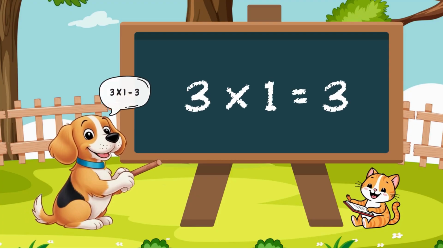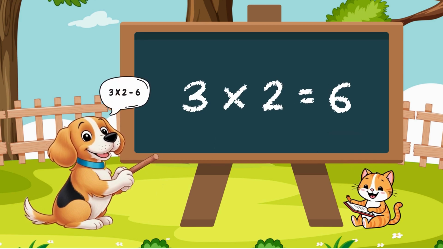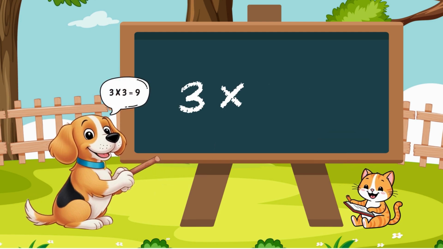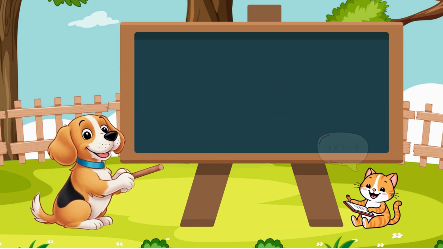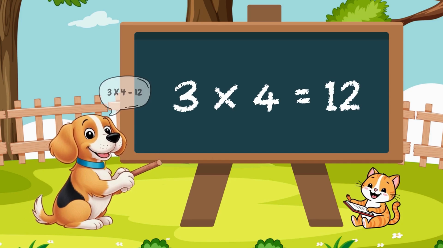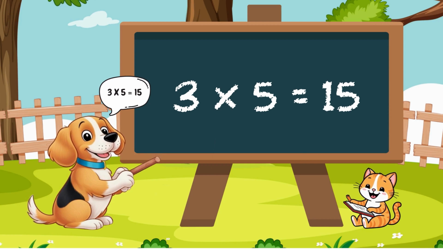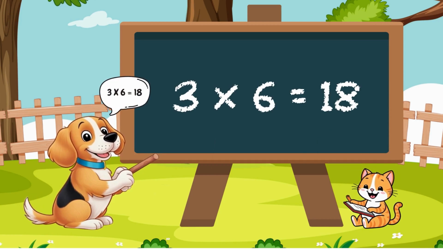One more time. Three ones a three. Three twos a six. Three threes a nine. Three fours a 12. Three fives a 15. Three sixes a 18.